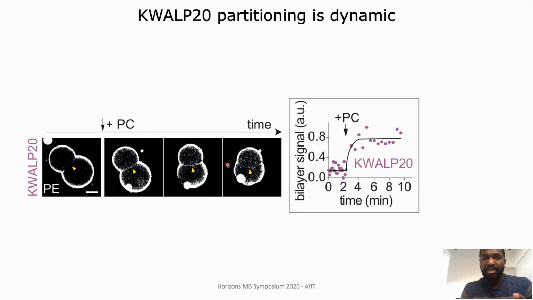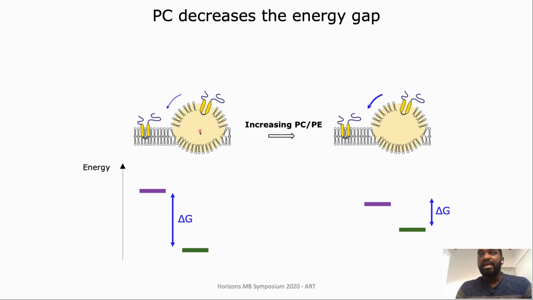And from an energetic standpoint, how we can understand that is simply, like in the previous situations, the energy gap between the peptide being at the bilayer or at the monolayer. Now, if you increase the PC to PE ratio, you decrease this energy gap and make the probability of going from the monolayer to the bilayer higher. So you get a little bit more protein at the bilayer.